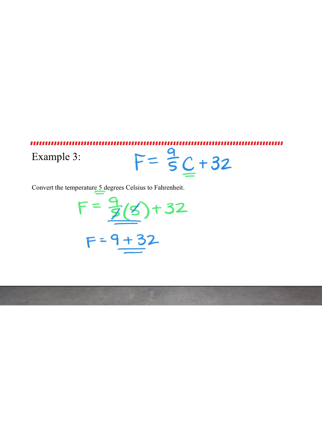Then we are going to add, and we get our Fahrenheit temperature of 41 degrees. So 5 degrees Celsius would be equivalent to 41 degrees. And you can even mark it with the little degrees and the F for Fahrenheit.